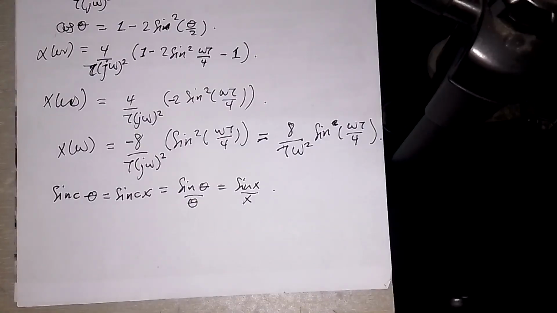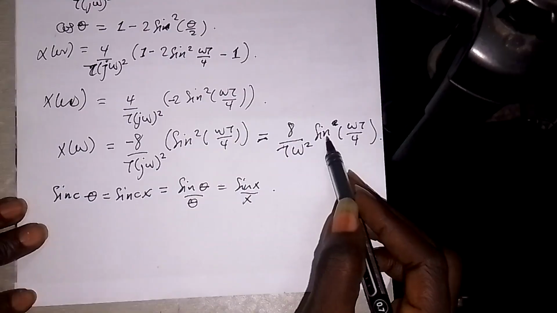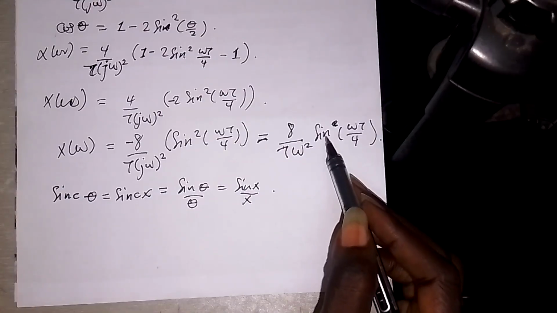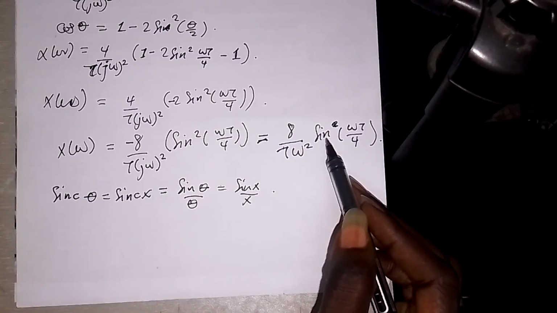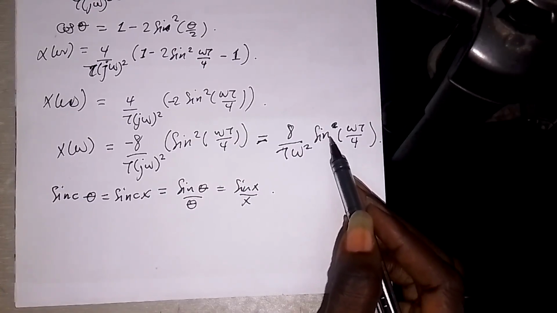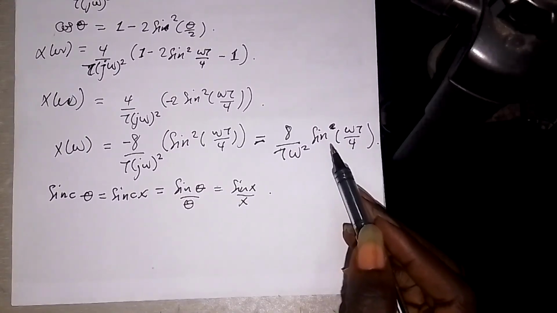So let's move on to our sinc value. But here, one thing you have to know is that our sinc will not be normal sinc. It will have to be sinc squared. Why am I saying it has to be sinc squared? Because we have sine squared over here, so we will also have sinc squared. Let's see how we can do this sinc squared.